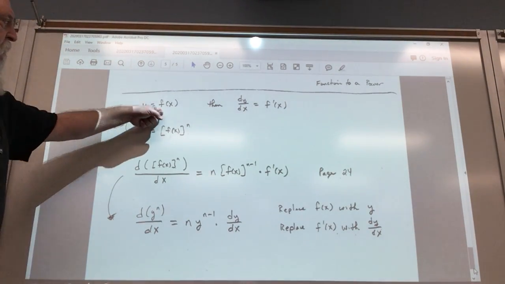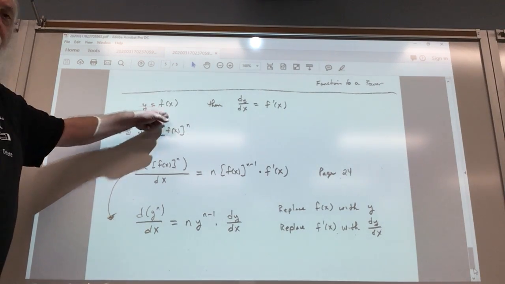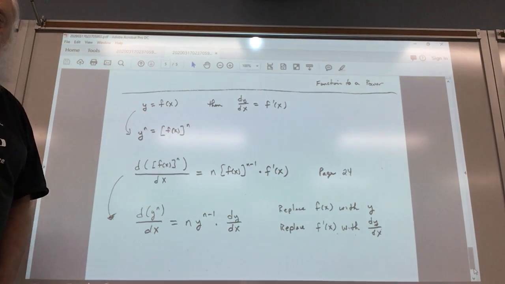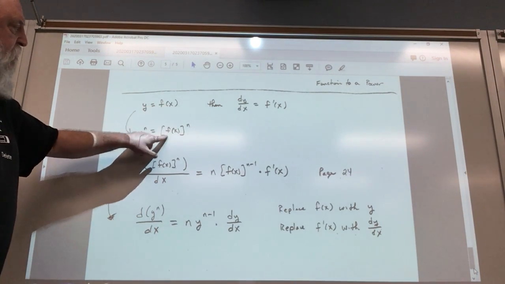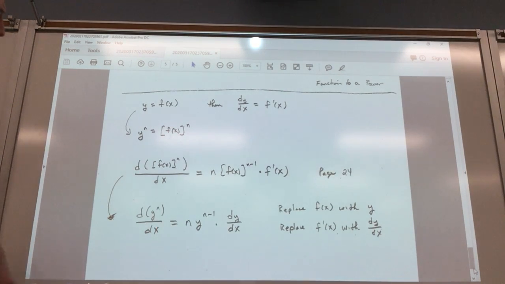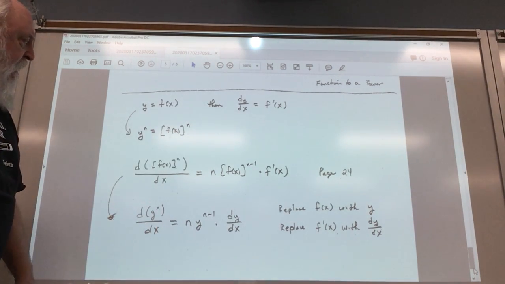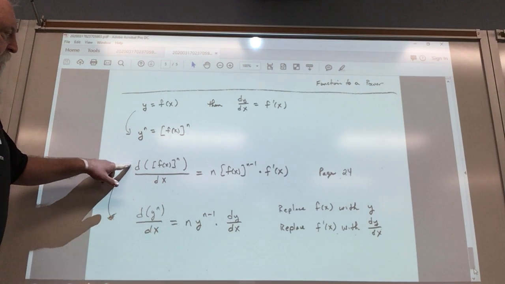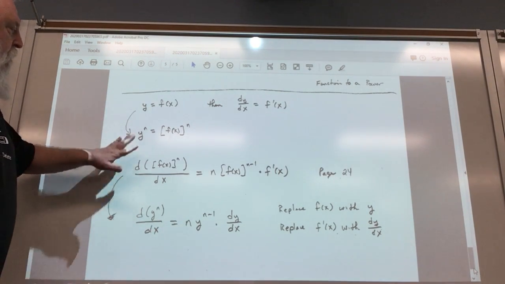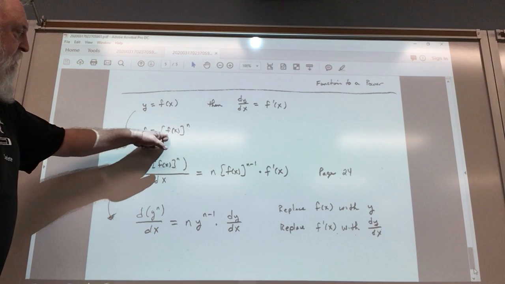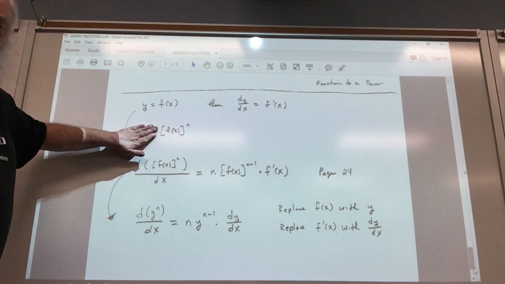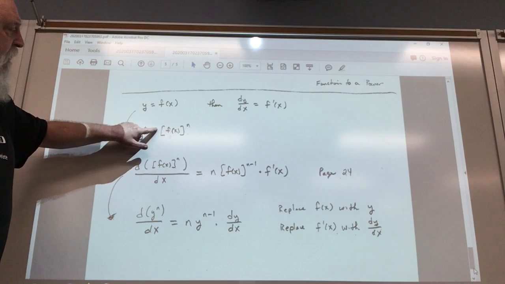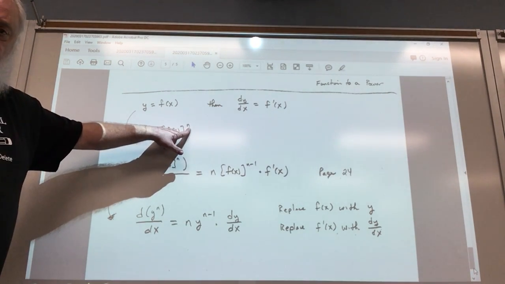Now if I take this equality and raise both sides to the nth power, I have y to the n is equal to f of x to the n. Back on page 24 of your note packet, learning the basic rules of differentiation, we learned how to differentiate f of x to the n power.